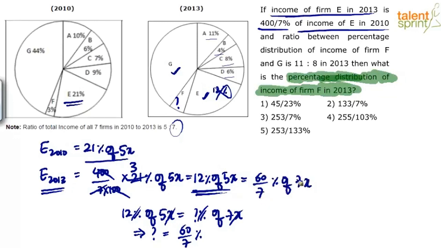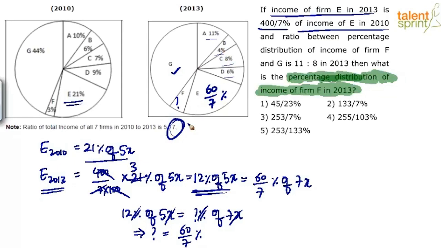See, look at it. 7 and 7 gets cancelled. 60% of x. This is also same. 12% of 5x is like 60% of x. Yes or no? 12% of 5x is 12 into 5, 60% of x. Here also 7 and 7 gets cancelled, we get 60% of x. So basically, the value that comes for the pie E here is 60 by 7 percentage. So now everything is with respect to 7x. 11% of 7x, 4% of 7x, 8% of 7x, 6% of 7x, 60 by 7% of 7x.